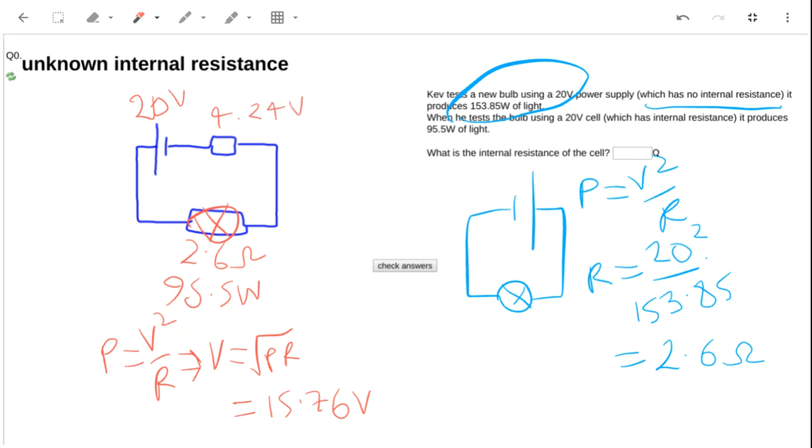And now it's back to the old ratio problem, and therefore I can use ratios to work out the resistance of the cell. It's going to be the ratio of the voltages, 4.24 divided by 15.76 times the resistance of the bulb. So 4.24 divided by 15.76 times 2.6, and that gives me 0.7 ohms.